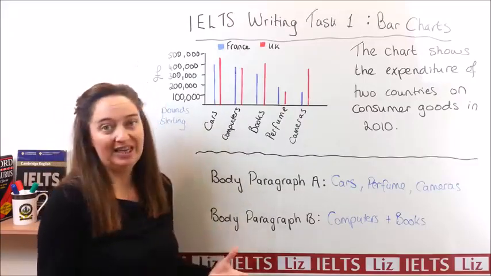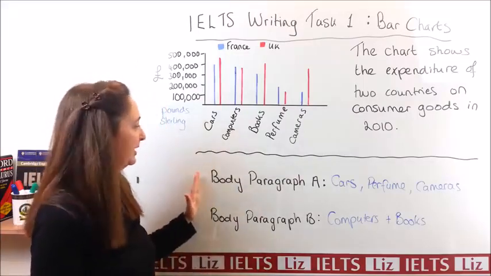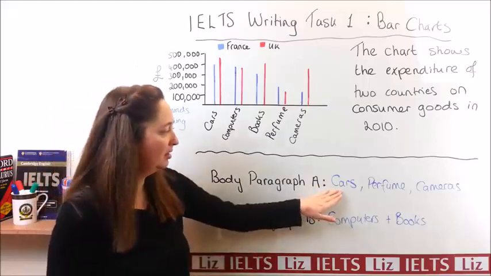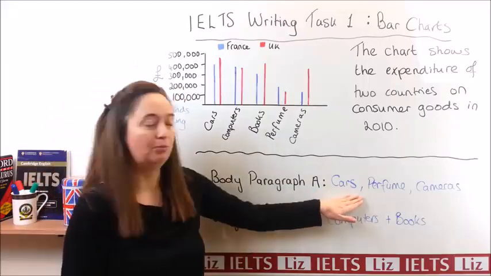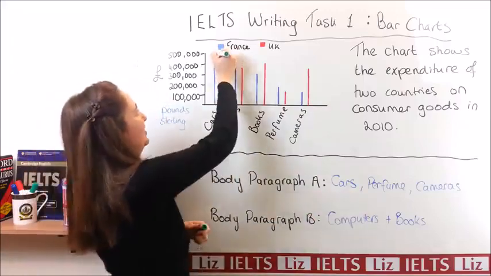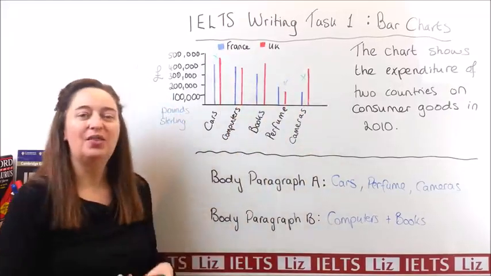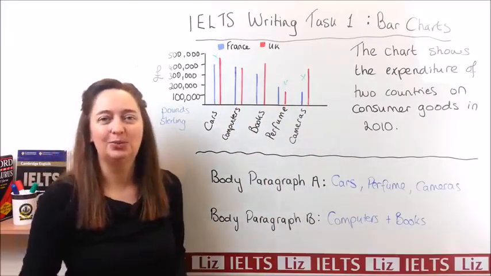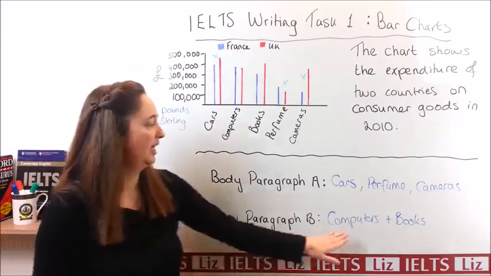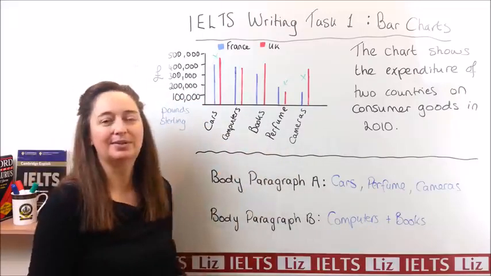The most important thing is that it's logical. So this is one possibility. In body paragraph A, we can have information about cars, perfume and cameras. And that is because we highlighted them as the highest and the lowest. So that would be a very easy, logical way to organise your writing. And of course, body paragraph B would have the other 2 categories, so computers and books.